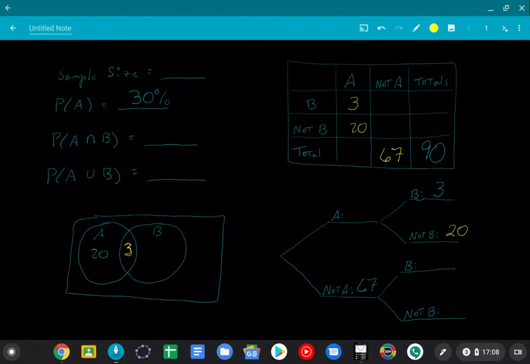I know I can look at my two-way table and start filling in some blanks. I know the total number of A's is going to be 23. And it turns out that 23 plus 67 really is 90. That works. And now it seems like I might be stuck.